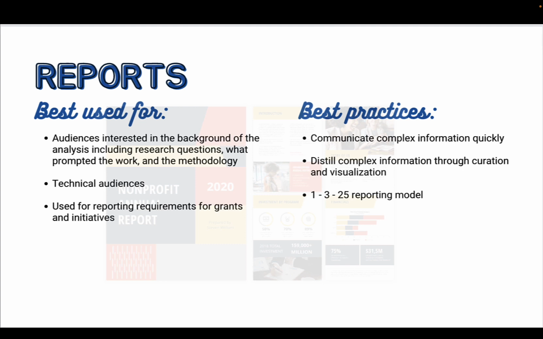A helpful reporting model to review is the 1-3-25 model described by Stephanie Evergreen. This reporting model asks us to break down the work into a 1-page handout, a 3-page executive summary, and a not more than 25-page report with as many appendices as you'd like. This way, no matter what level of interest someone has in the work, there's a document of appropriate length that matches their information. For more information on this reporting model, visit Stephanie Evergreen's blog post, Why No One is Reading Your Report, linked in the slide notes.